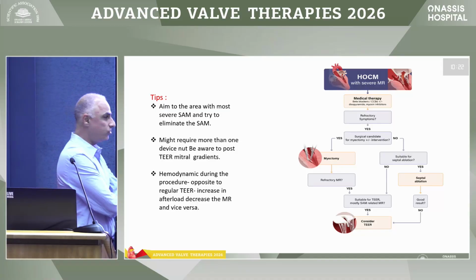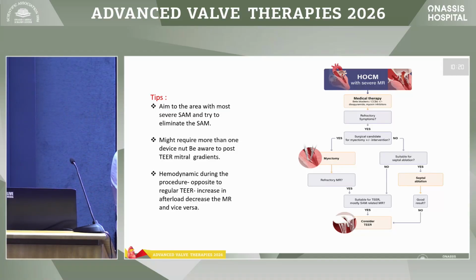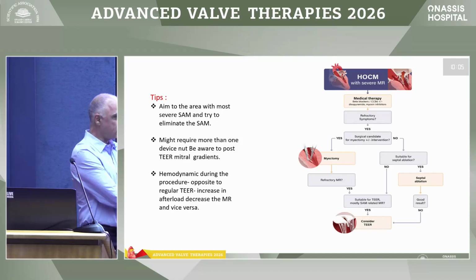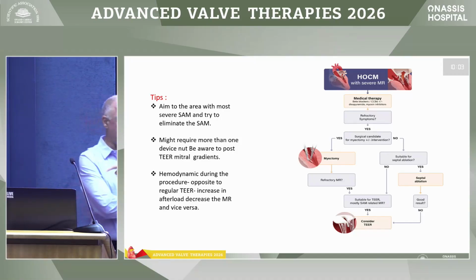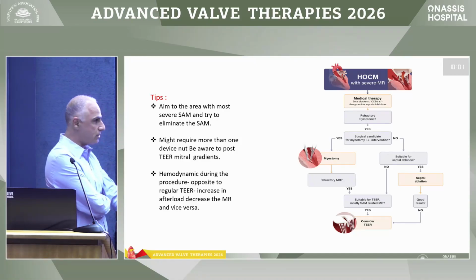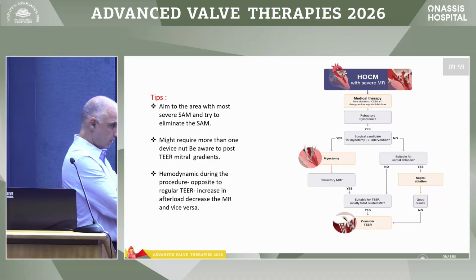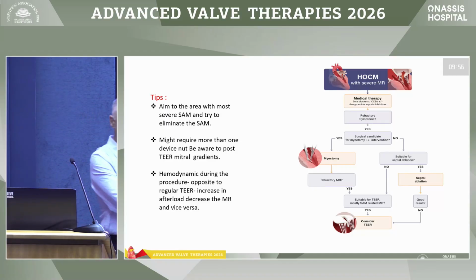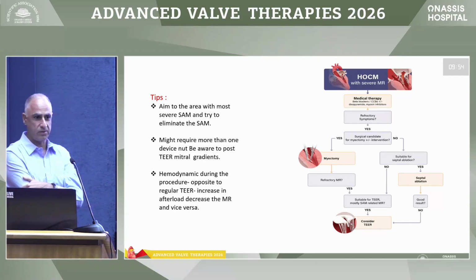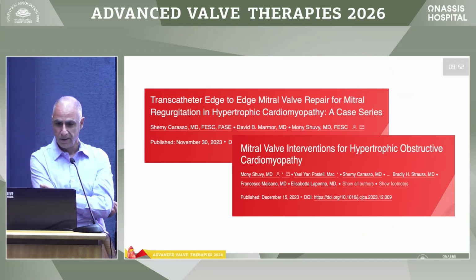And it's very interesting during the procedure, how do we make the MR more prominent? When we want to evaluate our result, we tell the anesthesiologist to increase the pressure, right? Opposite in this case. When the MR is SAM-related MR, you need to decrease the blood pressure to see the MR. So these are the three tips and tricks for this first patient.